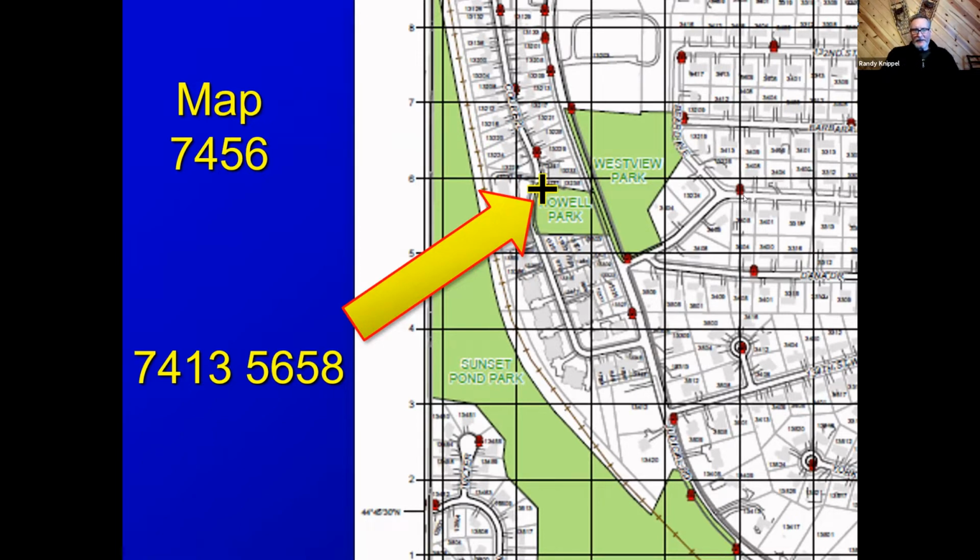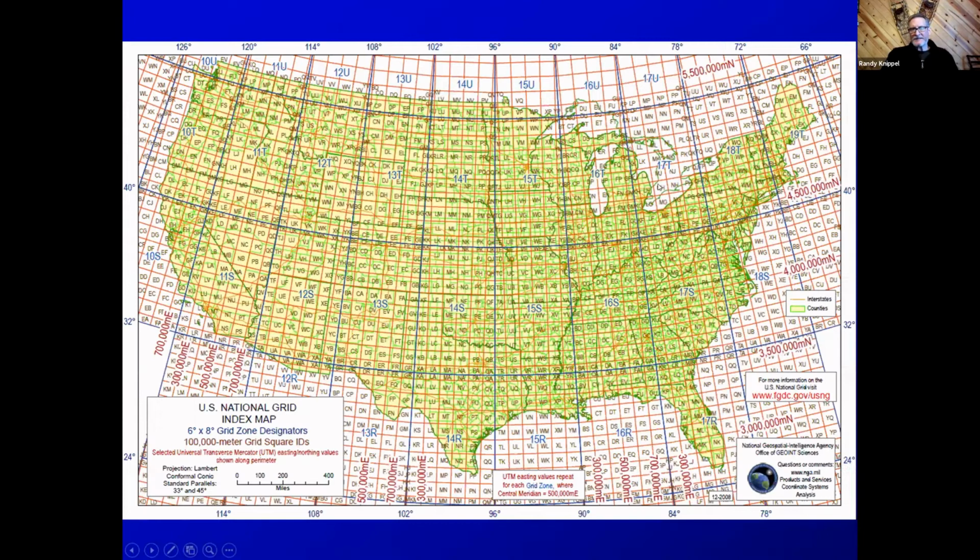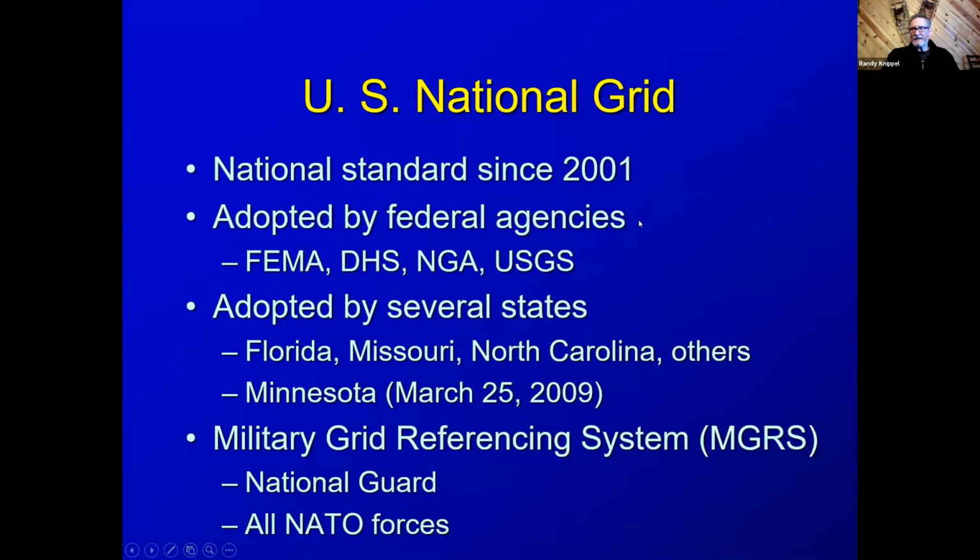Well, this map number or this grid numbering system is a part of a national system, covers the entire US, and it's called the US National Grid. The US National Grid has been around since 2001. It's nothing new. It's been adopted by several federal agencies: the Federal Emergency Management Agency, the Department of Homeland Security, the National Geospatial Intelligence Agency, and the United States Geological Survey. Significance of this is that the first two, FEMA and DHS, are the emergency management side of the federal government, and NGA and USGS is the mapping or geospatial side of the federal government. Both have adopted it as a standard.